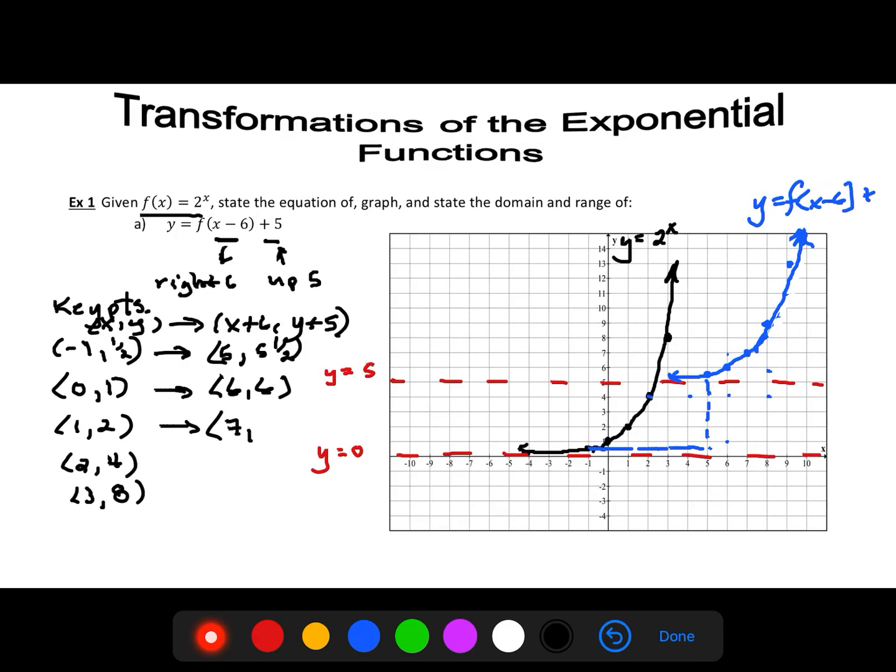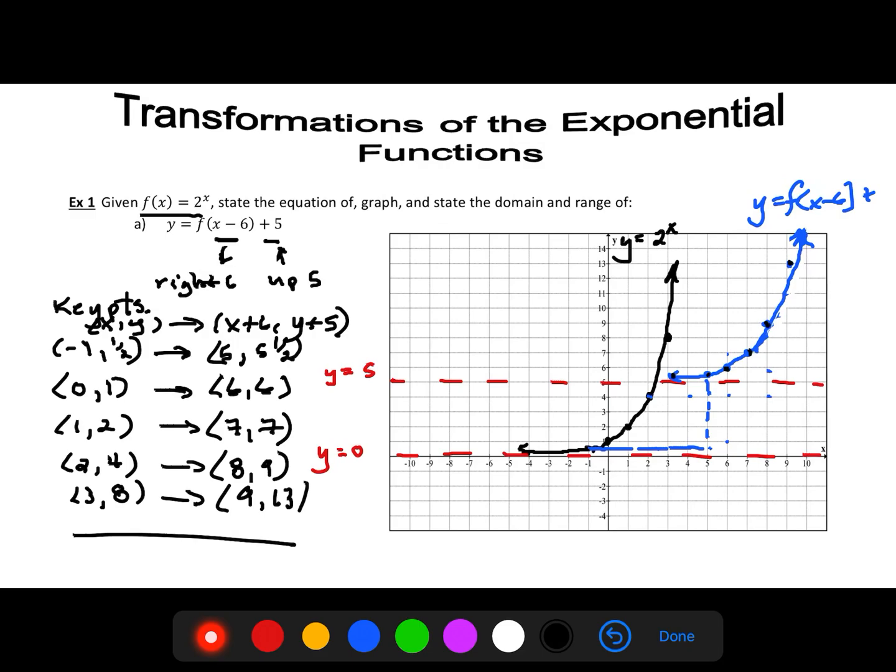We get 6 and 6. We get 7 and 7. We get 8 and 9. And we get 9 and 13. So we can actually get these points here and then plot them, and we notice that they are in the same spot that we have plotted our points here.